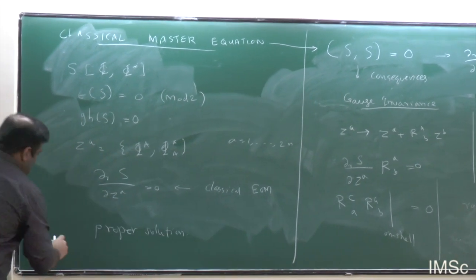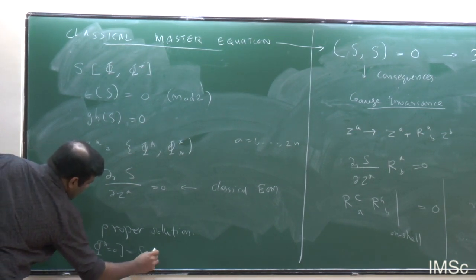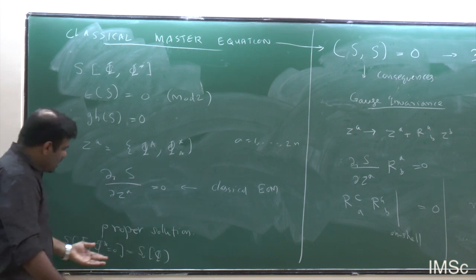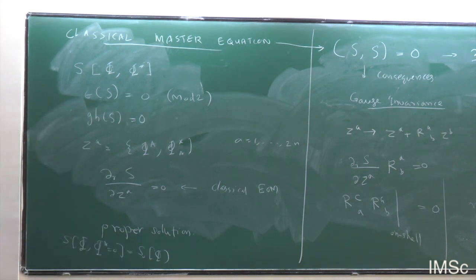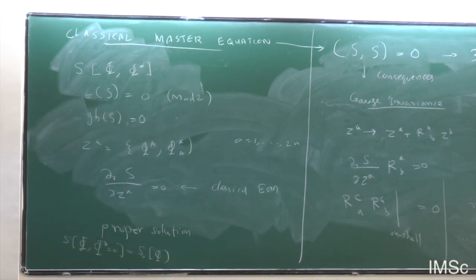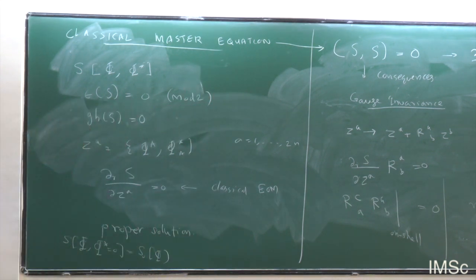Now on top of it, when you set S of phi with all the anti-fields equal to 0, this should be equal to the classical action. So this is a boundary condition for the solution. If you are constructing a proper solution satisfying this boundary condition, then it is guaranteed that such a solution exists. People can prove this using homotopy theory. So you are guaranteed to get a classical master action, and a classical master equation. Basically you can get the proper solution for the master equation.